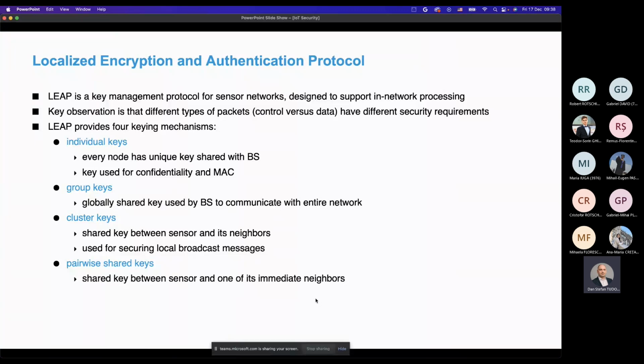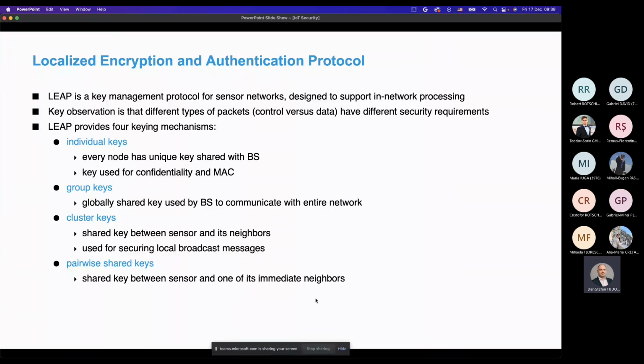LEAP provides 4 keying mechanisms here: individual keys, group keys, cluster keys, and pairwise shared keys. In the individual key mechanism, every node has its own unique key shared with the base station.